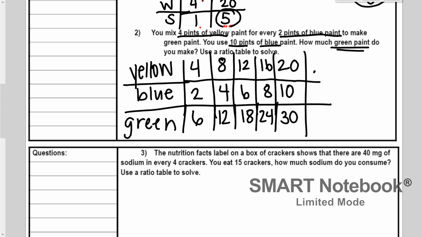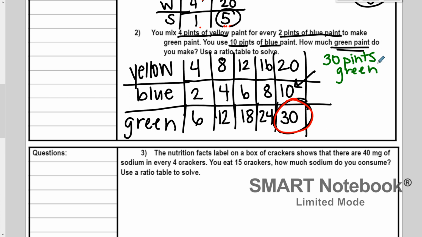So when we have 10 pints of blue, the question asks for how much green we have. The answer would be 30 pints of green.